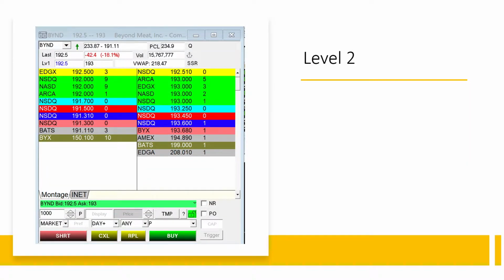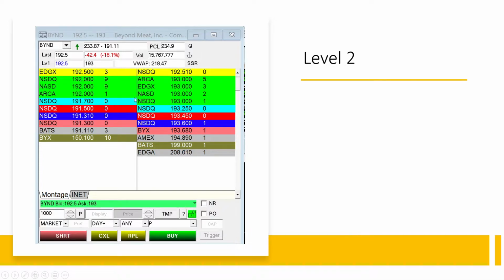All right, so here is the level 2. This is what it looks like on any generic screen. This one right here is Dosh Trader, by the way, if anybody wants to look it up. On different brokerage platforms it is going to look slightly different, but in general, this is what it's going to look like. So you're going to have your prices right here.